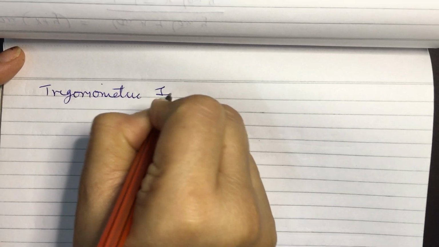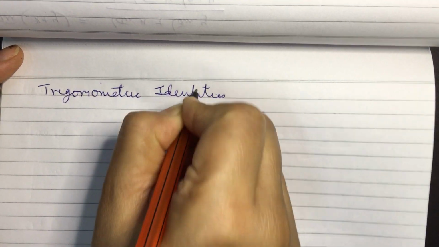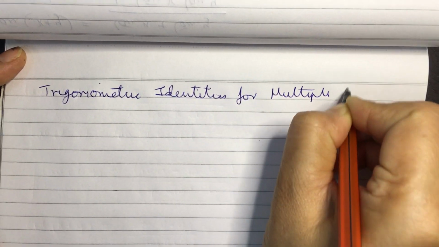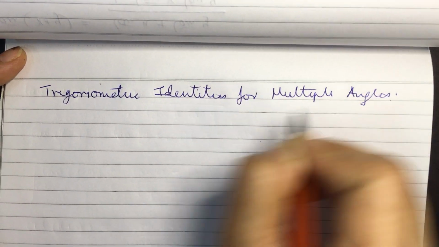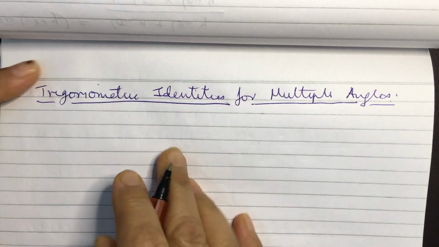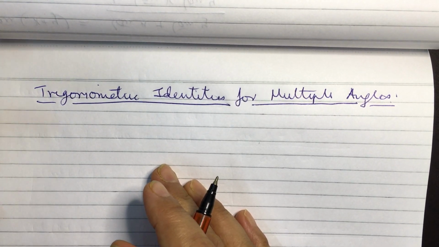Okay, now let's quickly move on and find results of trigonometric identities for multiple angles. Okay, so trigonometric identities for multiple angles. Okay, now in this case these are very important results, but again very simple to remember.